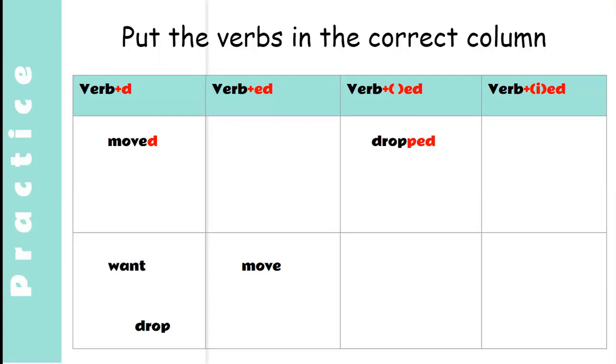Want. It ends in consonant. Do you remember? These verbs take just ed. Wanted. Plan. It's also a short verb ending in vowel plus consonant, so it doubles the final consonant and takes ed. Study. It ends in consonant plus y. Let's see. So y changes into I and takes ed. Studied.